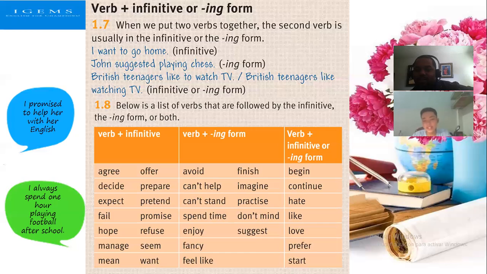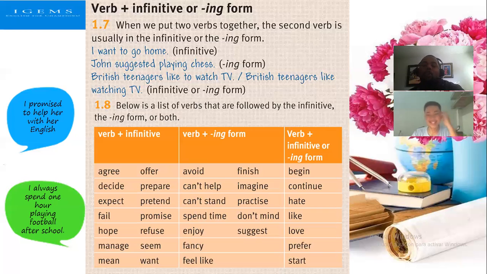I avoid going to the crowded places. That is correct. Also, you can say, I avoid eating too much because I don't want to be fat. For example, that's my case. I have some extra pounds, not too much, but I avoid eating too much because I don't want to be very fat.